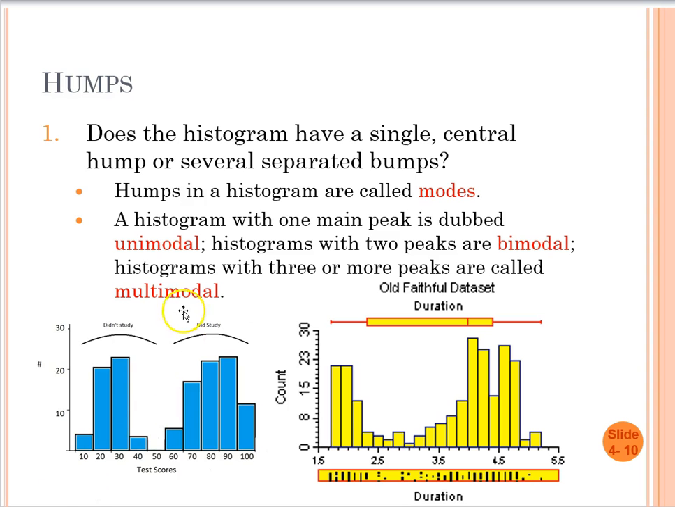Bimodal distributions can also be symmetric. If we were to draw a line down the middle of this distribution, you could see that the hump on the right peaks at about the same level as the hump on the left. And so they look somewhat similar.